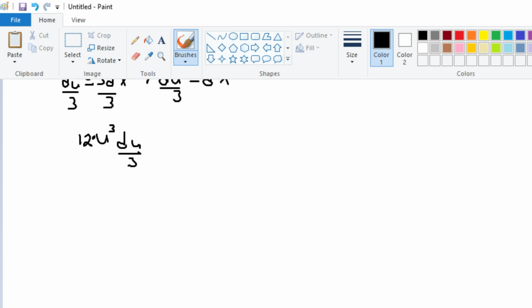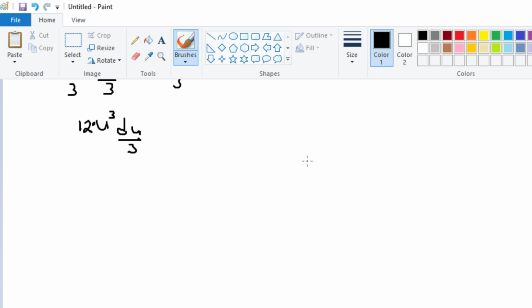Now, before we integrate it, we have to remember, since it's one long multiplication problem and something is being divided by 3, that means everything is being divided by 3. So in reality, what we have is 12 divided by 3 is 4 times u to the power of 3 du.